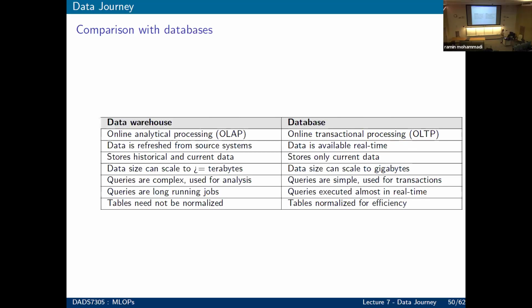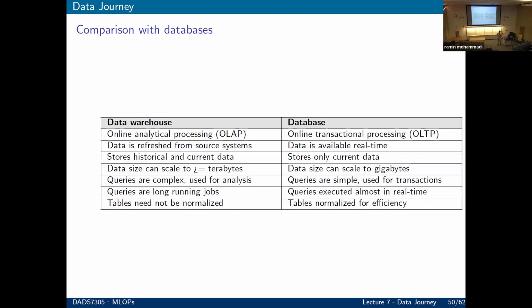Now, what's the difference between a data warehouse and a database? The main difference, start at the top. A data warehouse is online analytical processing. When you try to do data analytics, that's a data warehouse. A database is online transactional processing. Okay. A database is available in real time. A data warehouse is not available in real time.